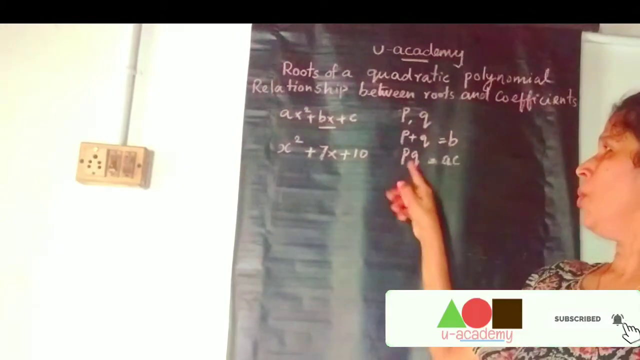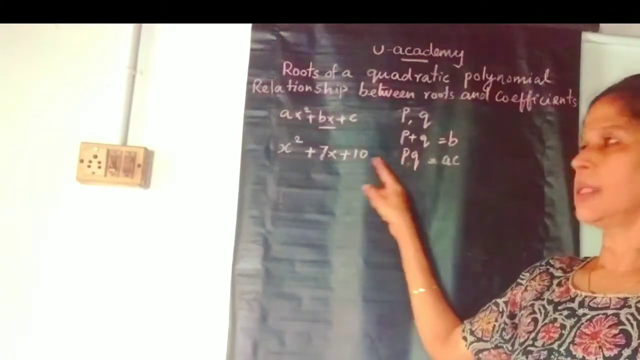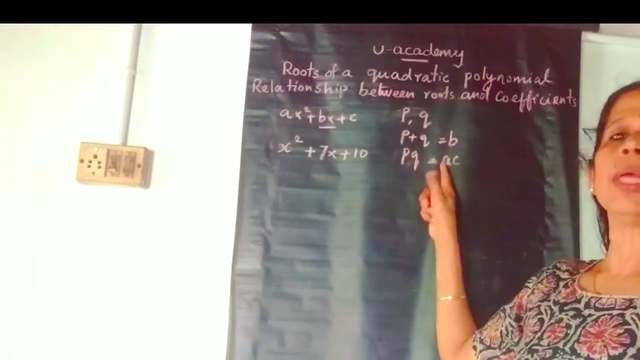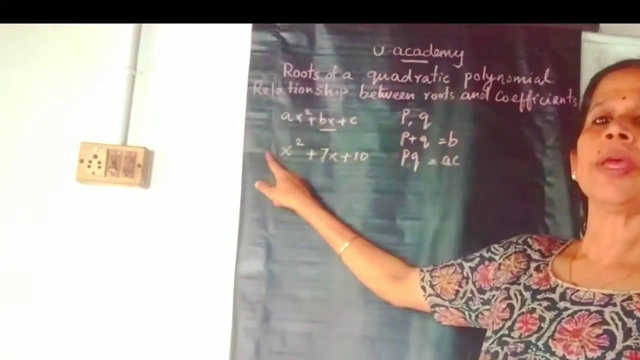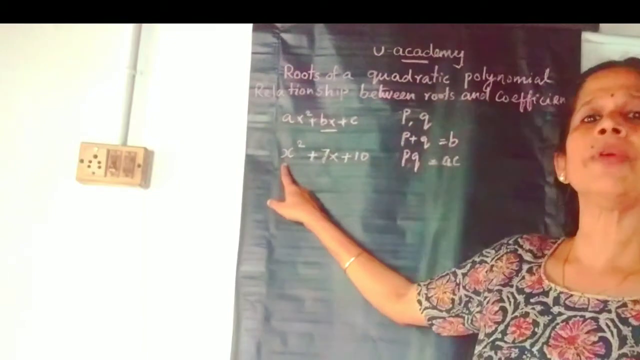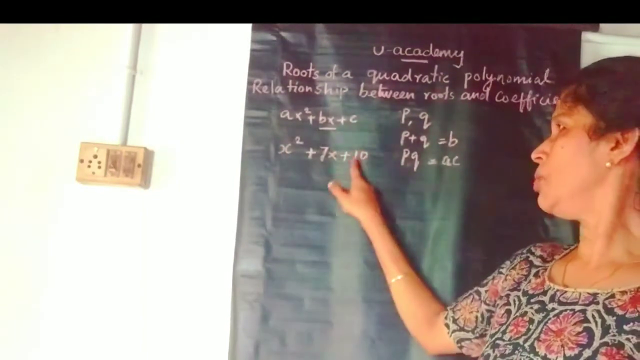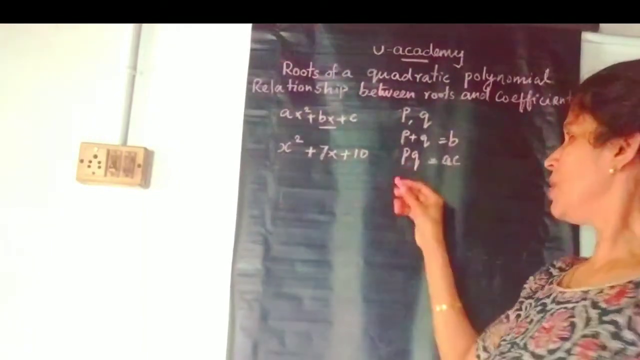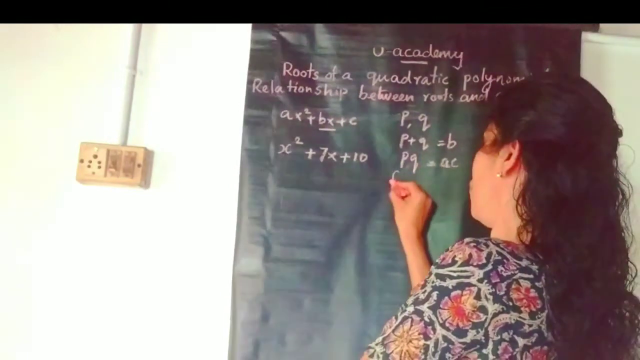So here we know the product of these two factors will be equal to the product of the coefficient of x square and the constant term. So here what is the coefficient of x square? 1. 1 into 10, 10. So first we want to find the factors of 10.